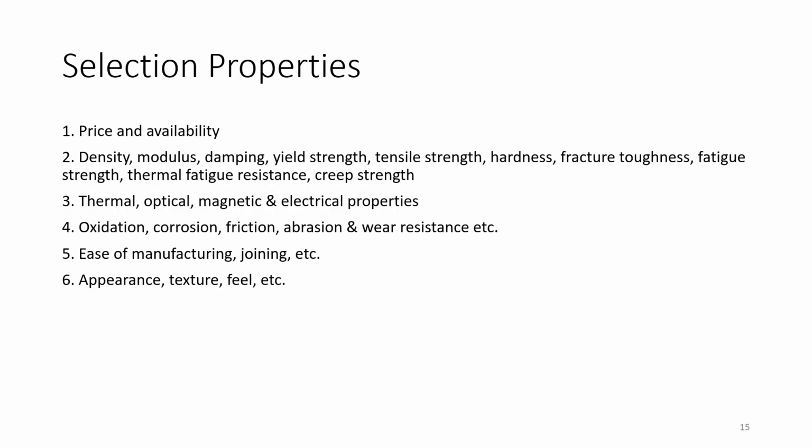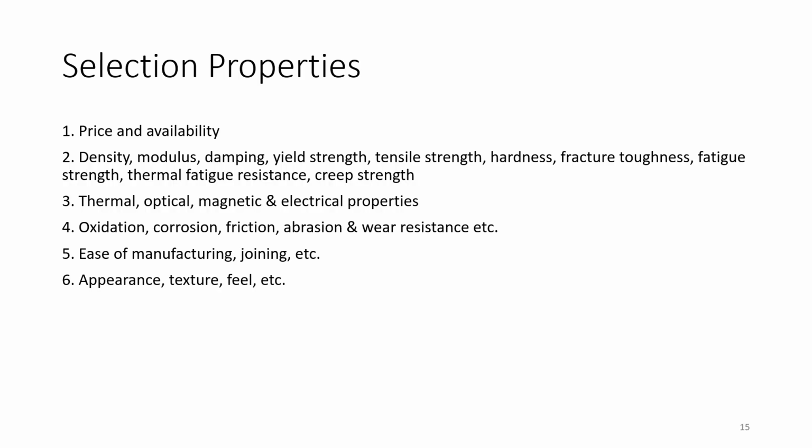Next is selection of properties. These are various properties which are the parameters for selecting a particular material for any application. First is price and availability. So if you are trying to manufacture a water bottle, then firstly, if you're finalizing the material that you're using, you'll have various options, and out of those you'll be finding out what the price is and how easily the material is available.